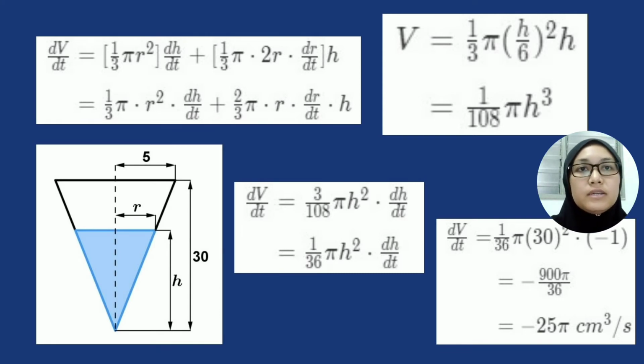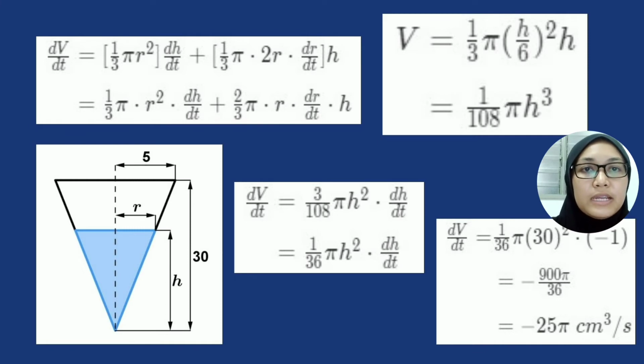By expressing r in terms of h, we can use similar triangles. You can see in the diagram, r, 5, the height, and 30. We notice two triangles created from this drawing. Since the two triangles are similar, the ratios must be the same as well. So r over h equals 5 over 30.